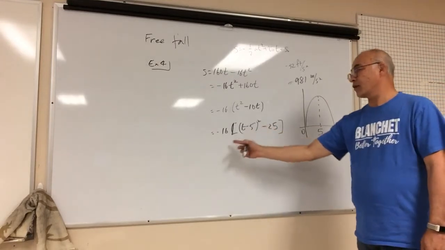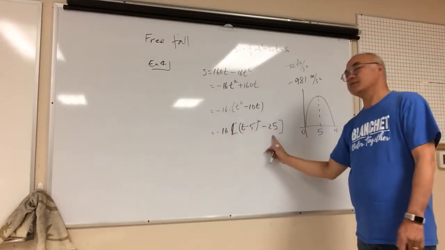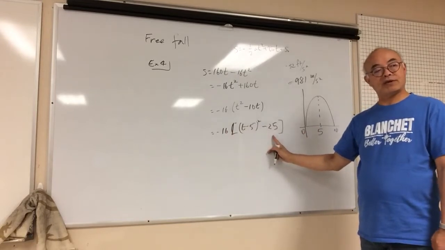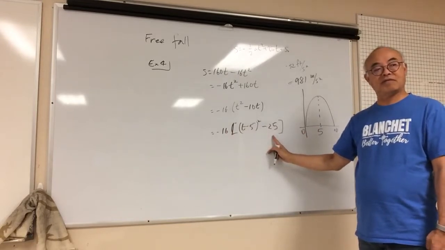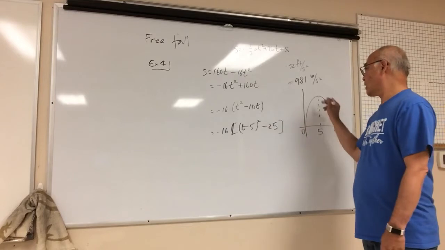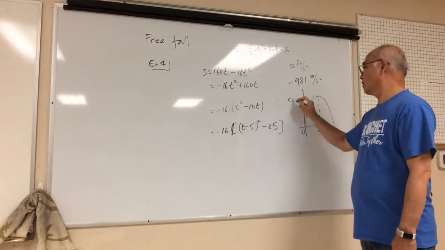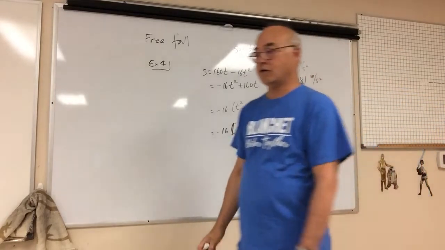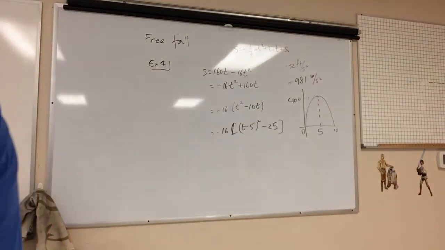This part goes to 0. Negative 16 times negative 25 is 400. So the height here is 400. Wow. Pretty simple.